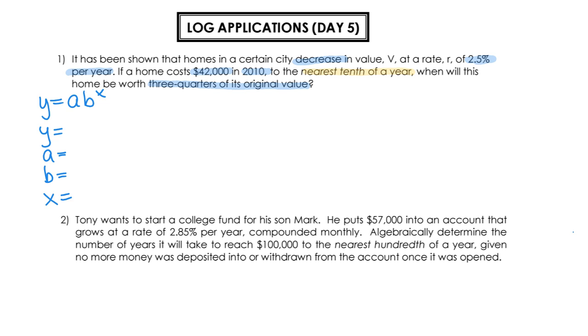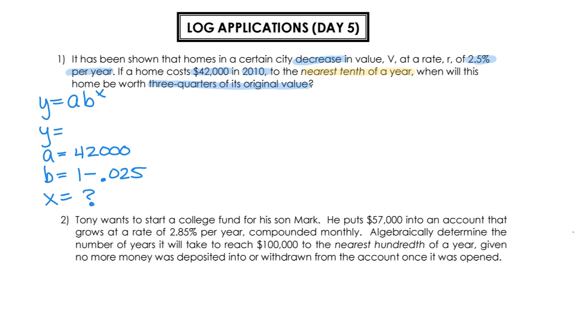Okay. I also saw the word decrease, and so in my b value, I'm going to go ahead and put 1 minus, and 2.5% would be 0.025. Okay. If a home costs $42,000, that would be its initial value, which is our a. And they want to figure out how long, so our x is our question mark. That's what we're solving for. And then they said 3/4 of its original value. Hopefully you guys know 3/4 is 3/4.